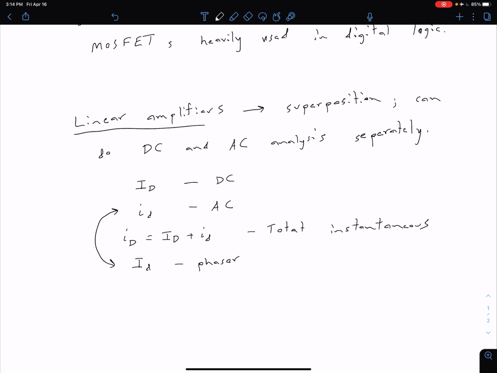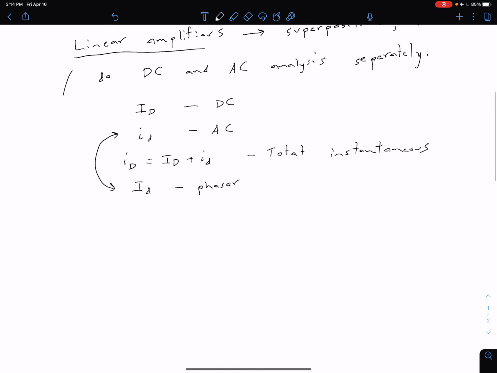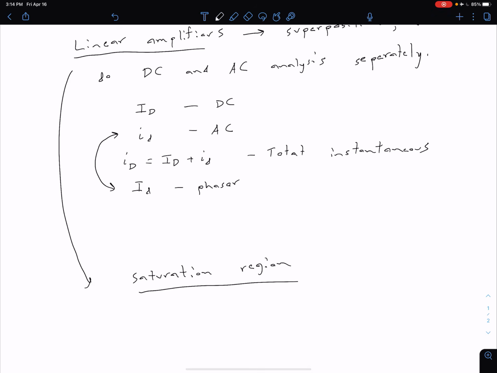Okay, so we have these amplifiers, we want them to be linear, and so what does that mean about the actual operation mode of our device? If we have these linear amplifiers, that means our device needs to be operating in the saturation region. This is similar to our BJTs. Remember, we always said we wanted it to be in the forward active region.